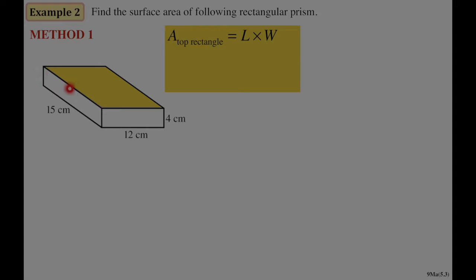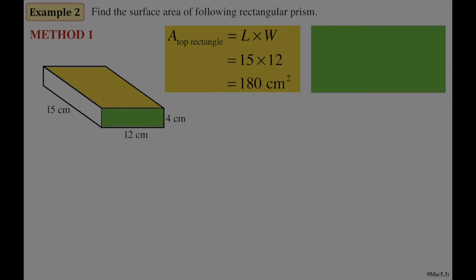Well, there's 15 centimetres that way, 12 centimetres that way. So the length and the width is 15 and 12, or 12 and 15, it doesn't really matter which one's which. Times them together. We know the area of this top rectangle is now 180 centimetres squared.